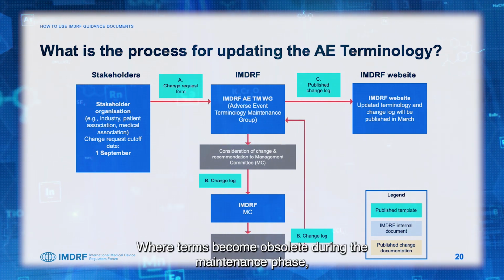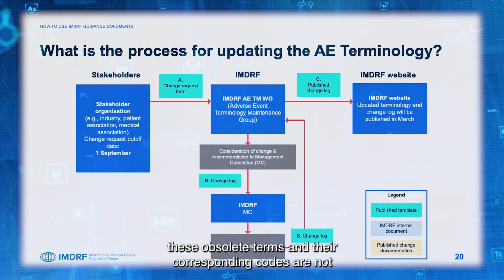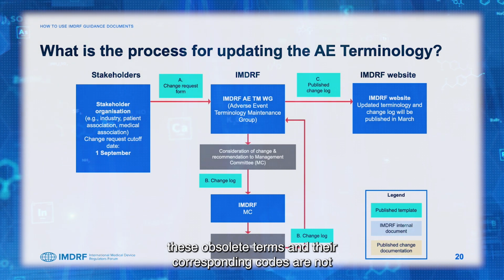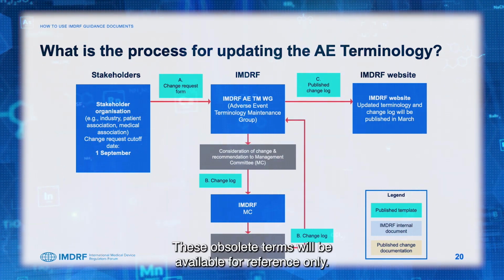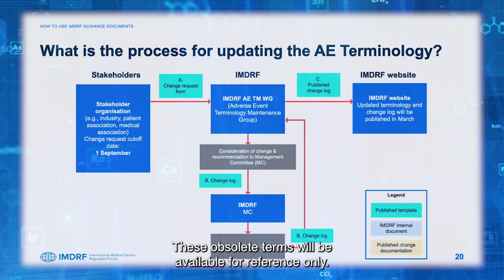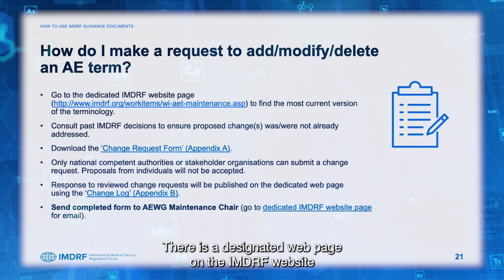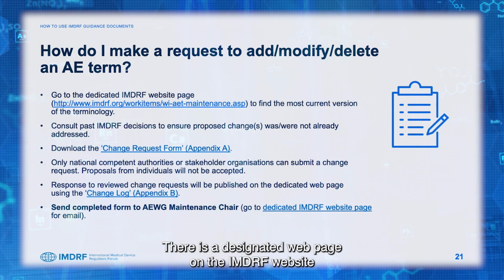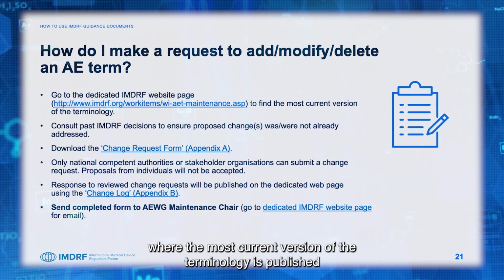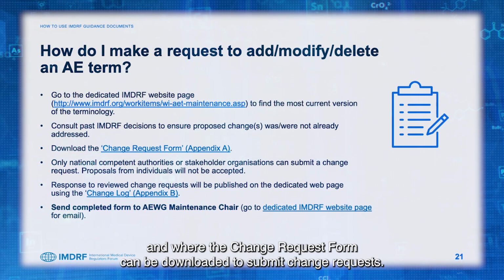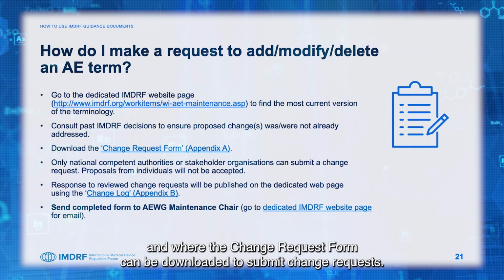Where terms become obsolete during the maintenance phase, these obsolete terms and their corresponding codes are not deleted, but will be flagged as inactive. These obsolete terms will be available for reference only. There is a designated web page on the IMDRF website where the most current version of the terminology is published and where the change request form can be downloaded to submit change requests.